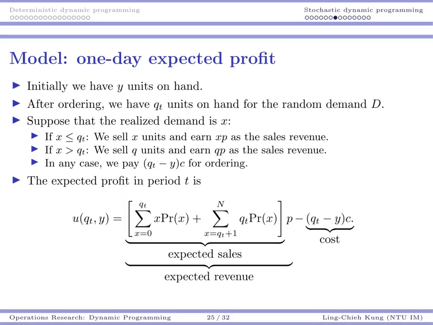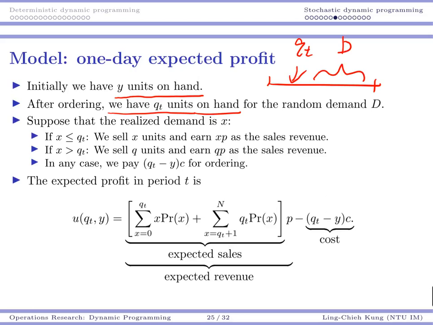Initially, we have y units on hand, right? And after ordering, we get QT units on hand. So that's something we have. If we have QT units on hand, but we are subject to a random demand D, then D may be any different values. If the realization of capital D is x, that means it turns out the number of customers is small x.